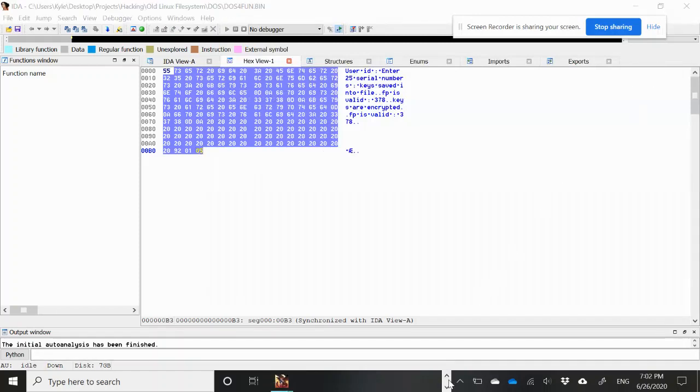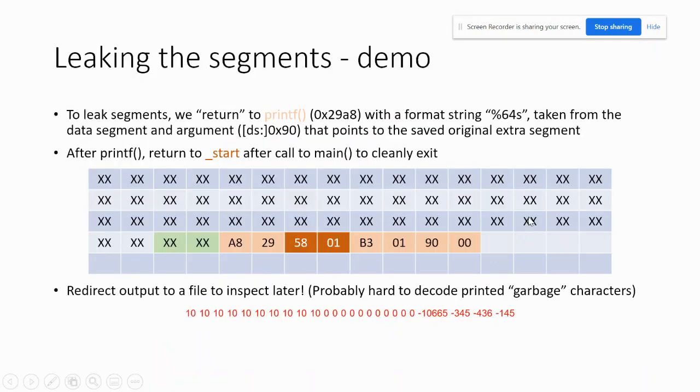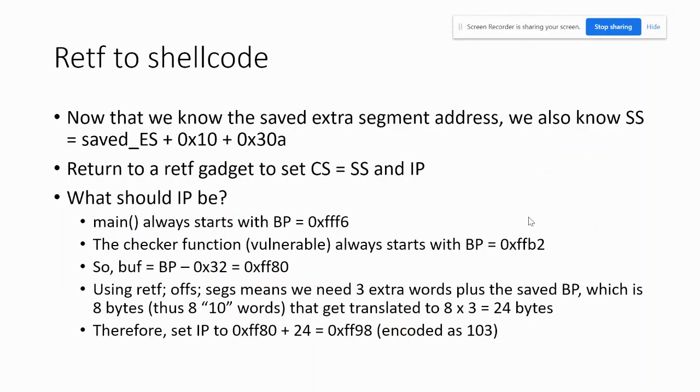Okay, so after we have this information, it's kind of simple now, because what we have to do is write shellcode. After we leak the segments, we want to retf to shellcode. So we know the saved extra segment address. To find the stack segment address, we first need to add 10, because the relocation hex 30A is relative to the original CS, which is originally ES plus 10. Then we need to find a retf gadget, which is a far return gadget, which is not that hard to find. It's just a single byte, so very easy. That allows us to set CS and IP because we can just write values to the stack.